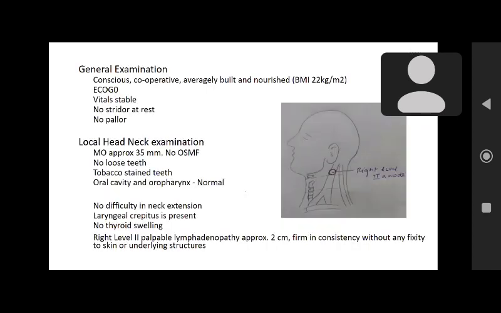Go ahead, Shinjita. Yes, ma'am. So, on general examination, the patient was conscious, cooperative, averagely built, and nourished with a BMI of 22, ECOG 0. Vitals were all stable. No stridor at rest, no pallor. On local head and neck examination, the mouth opening was approximately 35 mm. There was no oral submucous fibrosis, no loose teeth. There were tobacco stained teeth. Oral cavity and oropharynx on examination were normal. No difficulty in neck extension. Laryngeal crepitus was present. There was no thyroid swelling. There was a right level 2 palpable lymph node, approximately 2 centimeter in size, firm in consistency, without any fixity to skin or underlying structures.